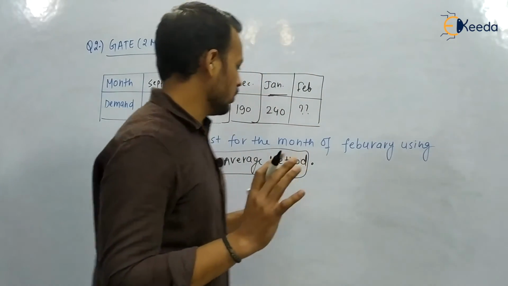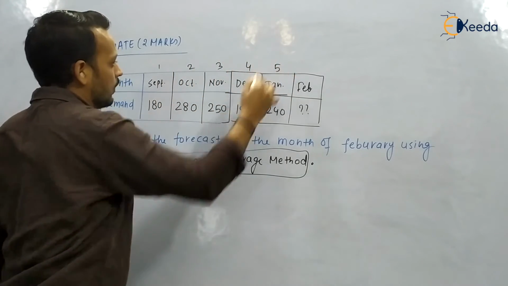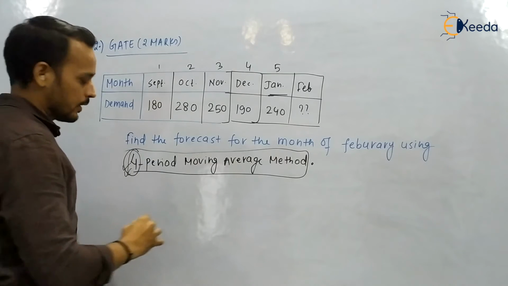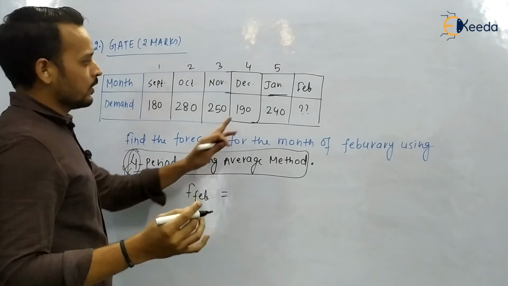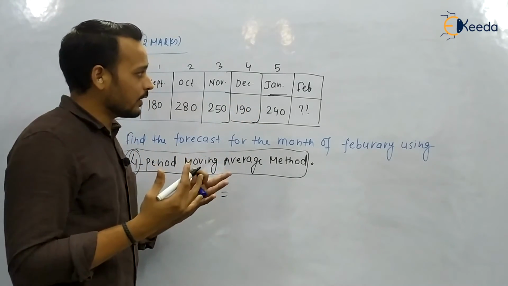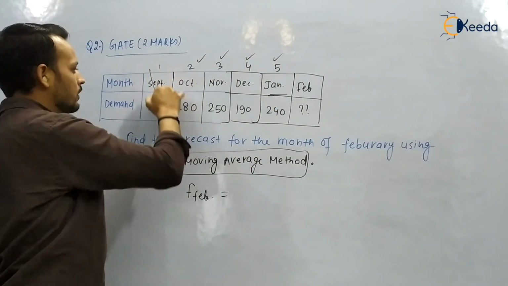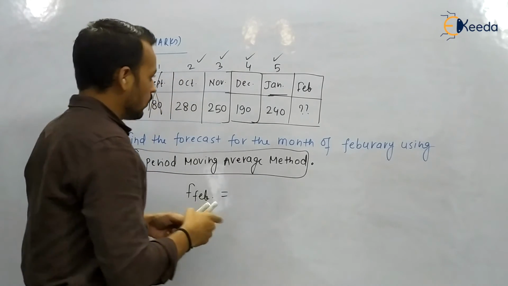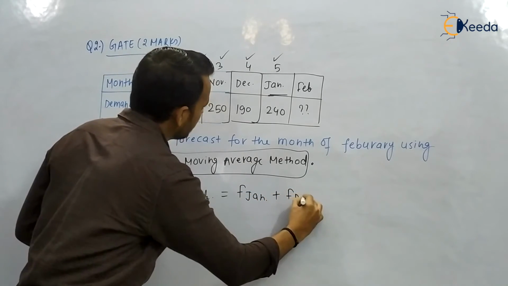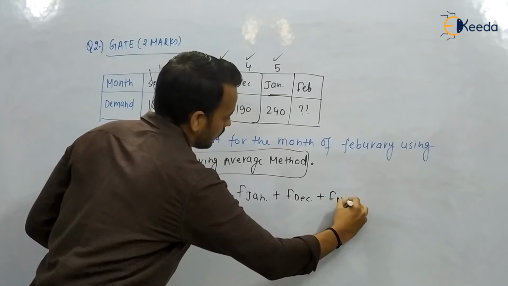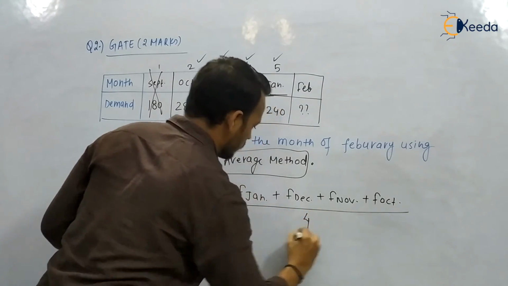We have the records of 1, 2, 3, 4 and 5, and we have to only use the 4 period moving average method. So how are we going to write F for Feb? Moving average says to include the latest demand data and exclude the oldest demand data. So we will start from the latest 1, 2, 3 and 4. This is the oldest. So for Feb, we write Jan plus December plus November plus October, divided by 4.